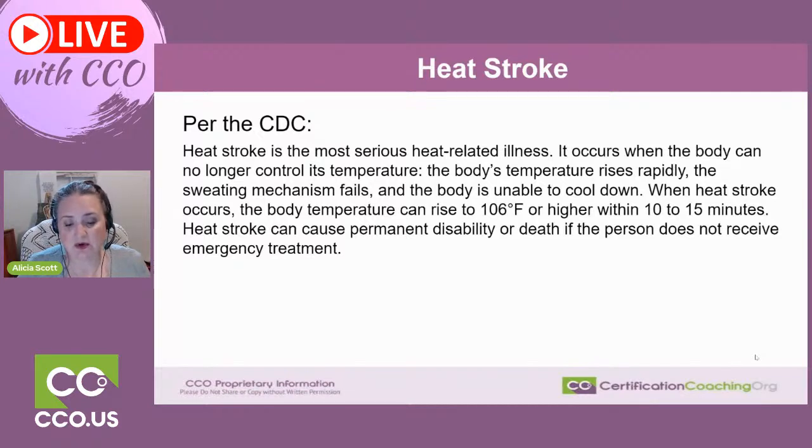So if you go over 106 within 10 to 15 minutes, the body is going to have permanent disability, and death can ensue quickly. Now, there's a commercial that's going out around now, and we're all over the nation, so I don't know if it's playing in your area, but one of the things it's talking about is getting a meningitis shot.